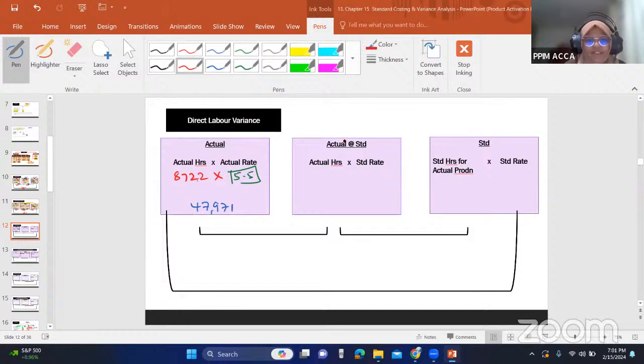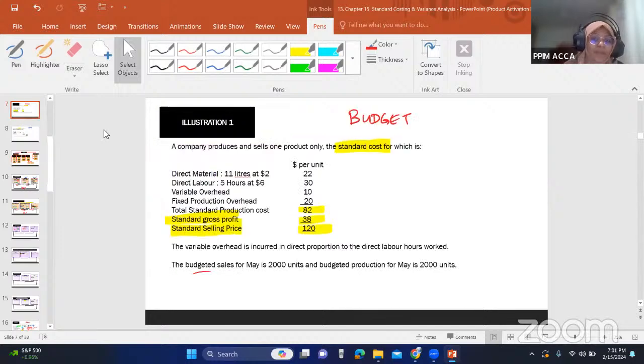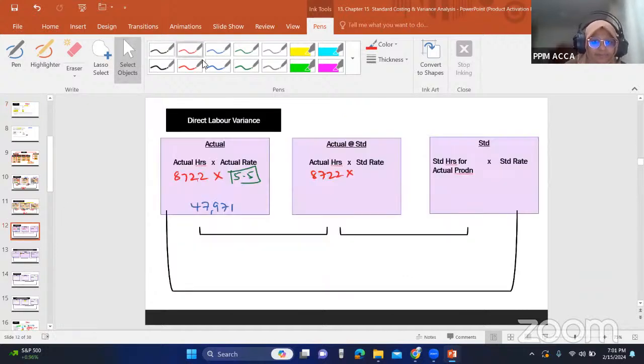Now, let's put the actual hours. Again, 8,722, into the standard rate. According to my budget, how much should I pay per hour? So it's saying direct labor 5 hours at 6 per hour. Okay, so the standard is 6. And here also they are asking standard rate 6.